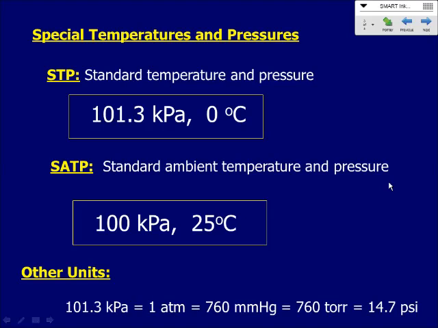Okay? So one is more atmospheric, right? Out in the open, what you would see. The other one is more laboratory conditions. On the periodic table, it's SATP. They're what we would see under laboratory conditions.